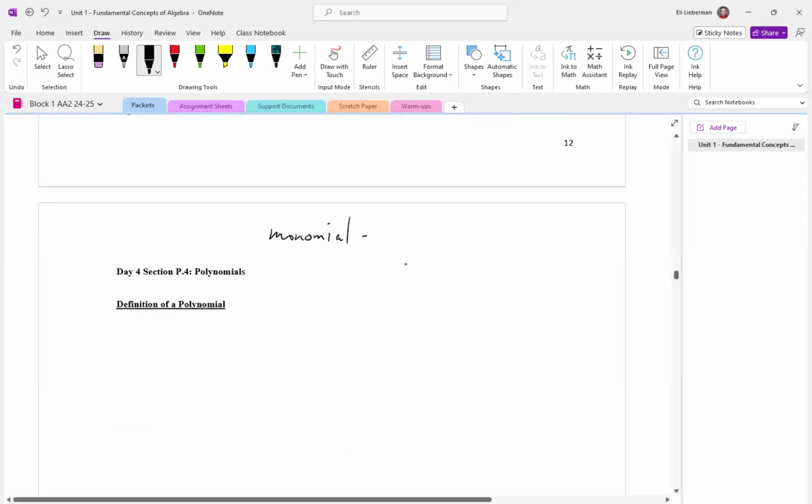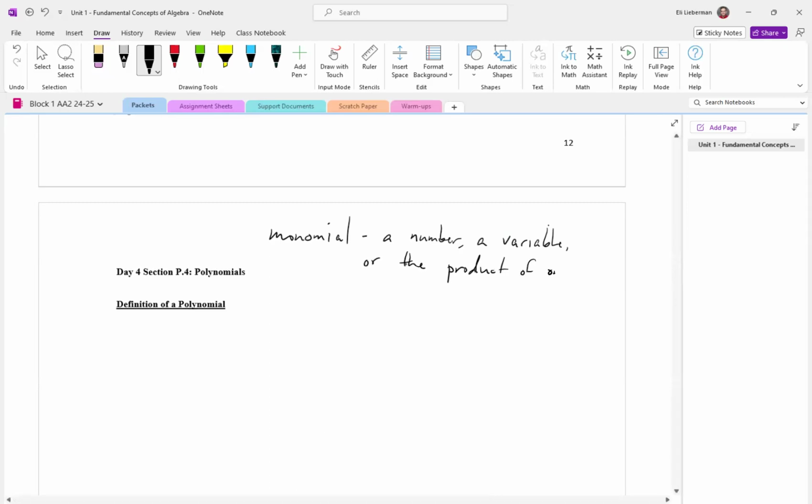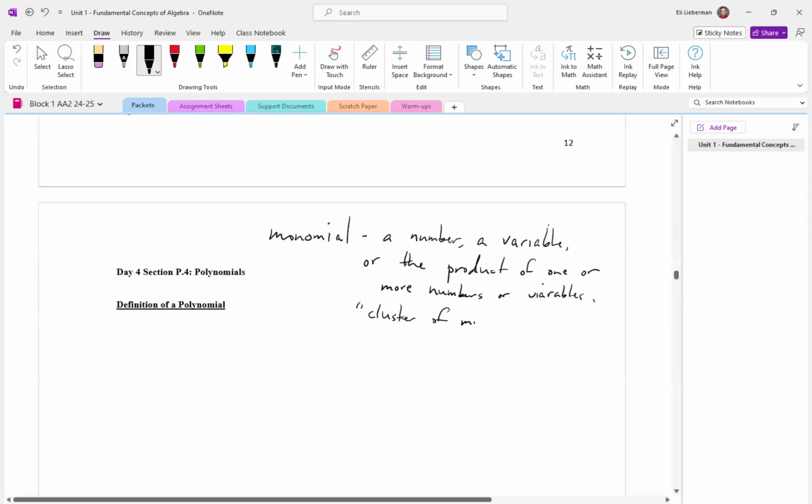A monomial is a number, a variable, or the product of one or more numbers or variables. The way I think about it is a cluster of multiplication.